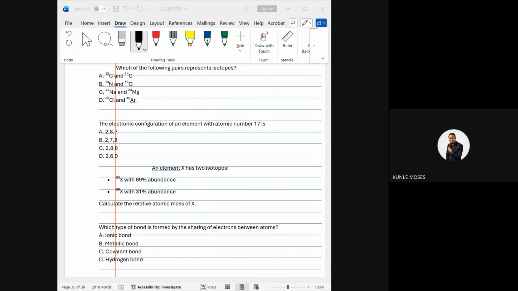Titi, are you still there? Yes, sir. Okay, are you still calculating? Yes, sir. I'm calculating Suzanne's one, but I've gotten that one, so I'll check the next one. Okay.